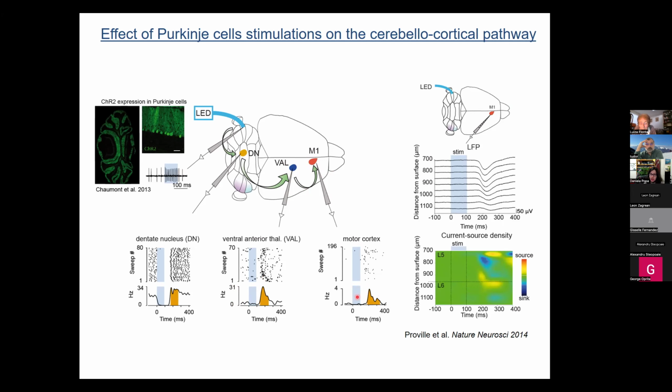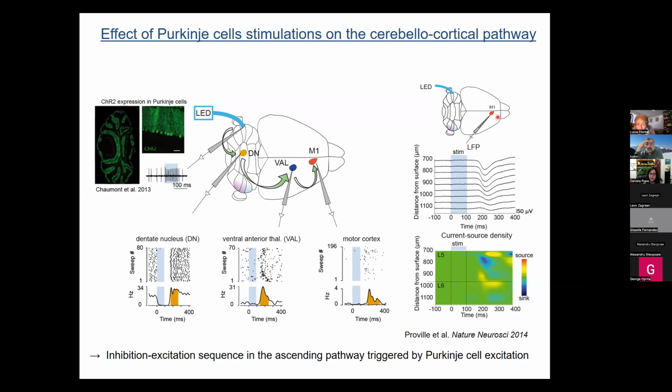We also checked whether we can see this effect in the local field potential. Here we don't see much during the stimulation, but you can see this wave that develops after, and it corresponds to a sink in layer 5. Here we can look at the current source density, and this says that this wave is local. So this means that with the stimulation of the Purkinje cells, we have this inhibitory-excitatory sequence in the ascending pathway that is triggered by Purkinje cell excitation, and that can also be recorded in the LFP in the motor cortex.